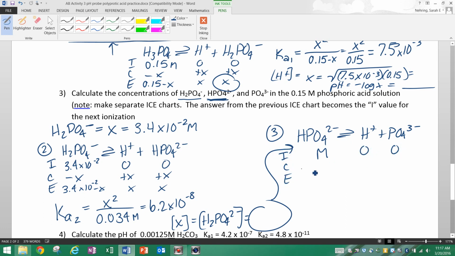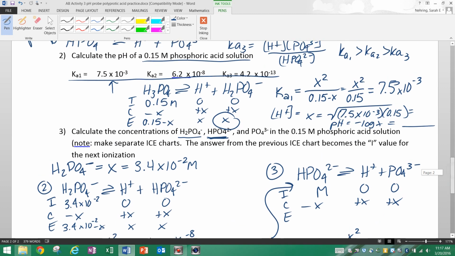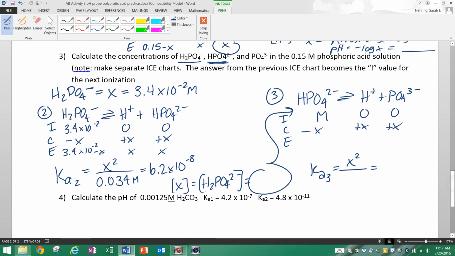Okay, and then we would do the whole thing, x plus x, so we would do our whole deal again, and we would solve for x, but we're using our Ka3 value. So it's going to be x squared over some value equals Ka3, which is going to be 4.2 times 10 to the negative 13. And when you solve for x in this case, x is going to equal your concentration of PO4 3 minus, if you look at how we defined it here.